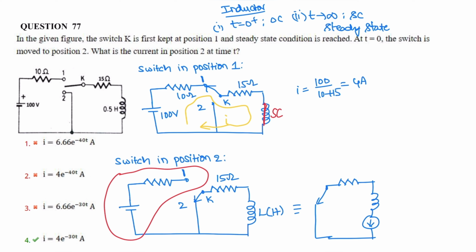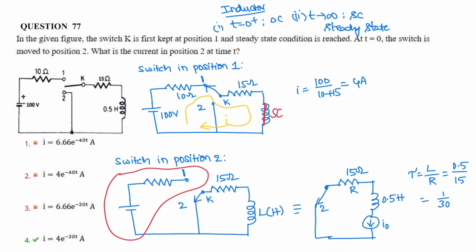The switch is connected to position 2. The 15 ohm resistor, the value of inductor is 0.5 henry, and the current source I naught. The time constant for this circuit is tau equal to L by R. The inductance value is 0.5 and resistance R is 15 ohms. So the time constant is 1 by 30.